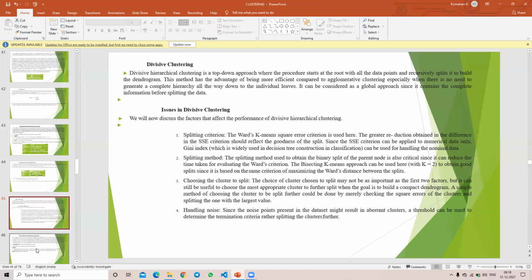Splitting method. The splitting method used to obtain the binary split of the parent node is also critical since it can reduce the time taken for evaluating Ward's criterion. The bisecting k-means approach, with k equal to 2, can be used here to obtain good splits, since it is based on the same criterion of maximizing the distance between the splits.